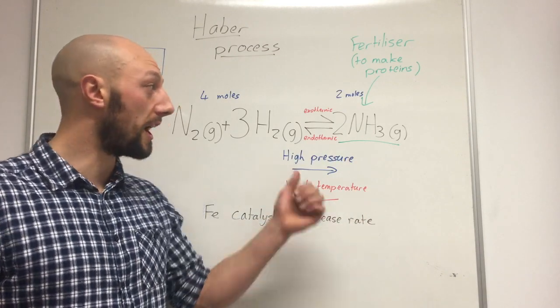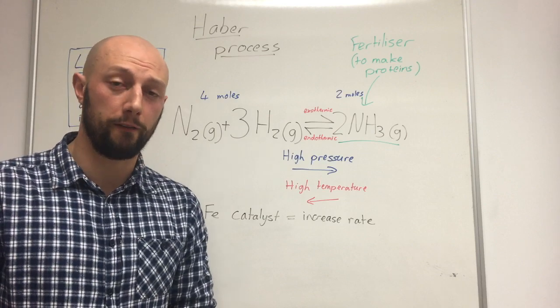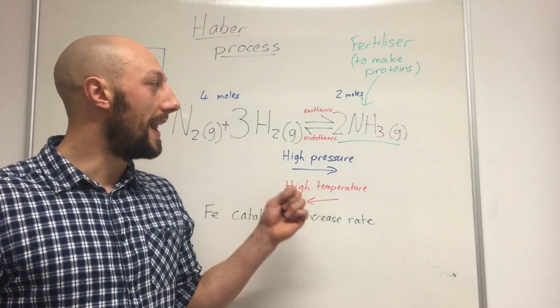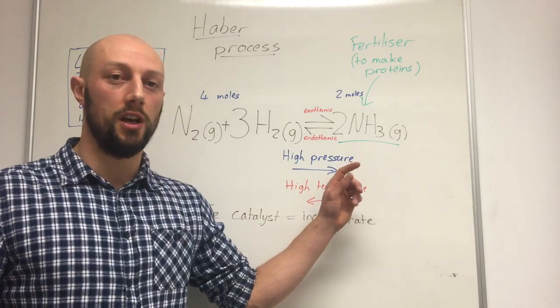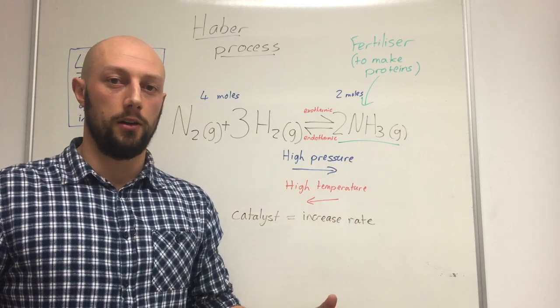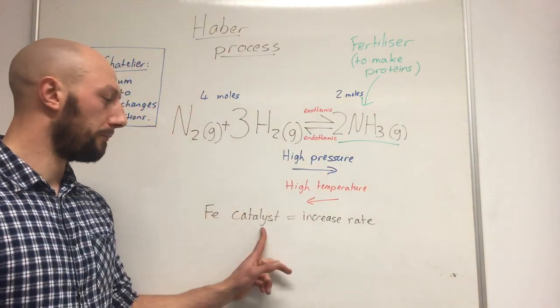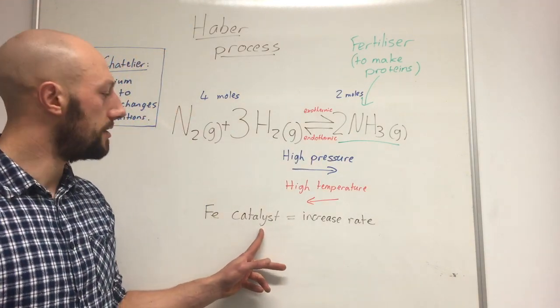However, the reaction is still run at quite a high temperature, about 450 degrees, because that increases the rate. So although we get less yield, we get a little bit less product, we produce it quicker, so overall it's cheaper industrially. Finally, a catalyst is added to the reaction.